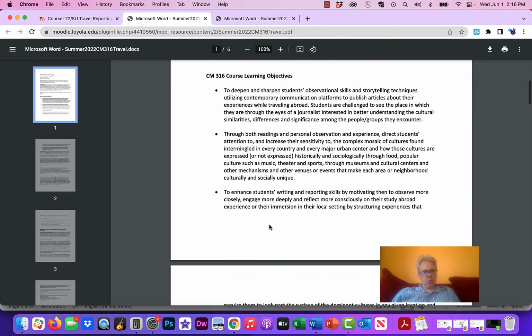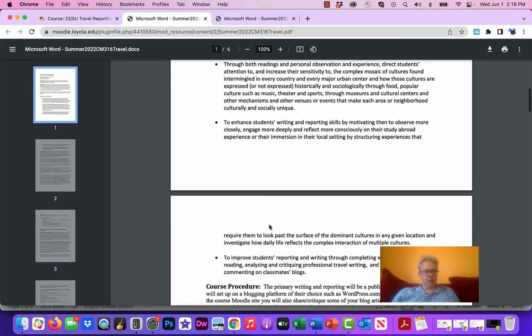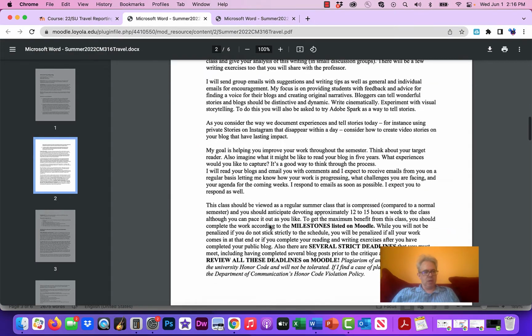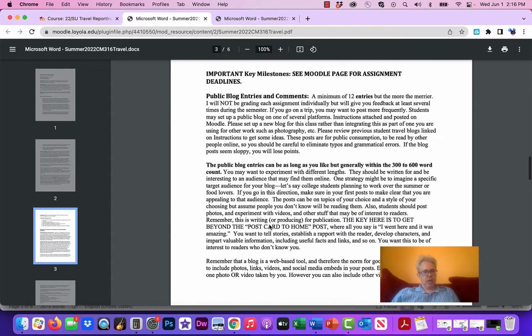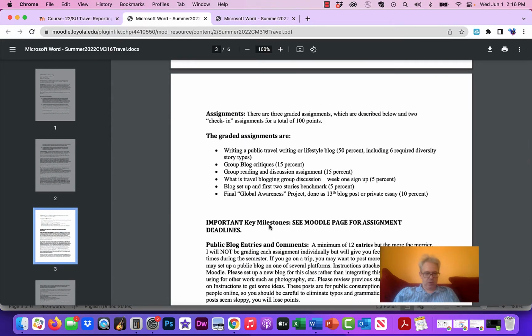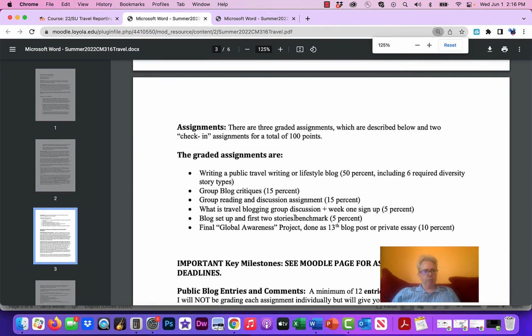And I'm going to scroll down. So please, again, this first week, make sure you read through the syllabus. It gives a little bit more detail on most of the assignments. And if I focus in here, so like it says here, the public travel writing blog is 50%. So basically half of all the grading in this. There's going to be some other assignments that I'm going to talk about here. So I'm just reiterating that it's the major assignment for the semester.